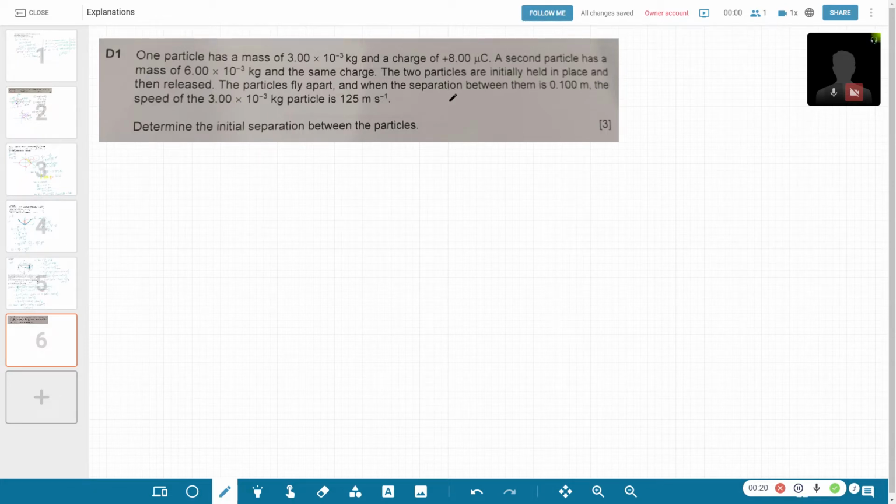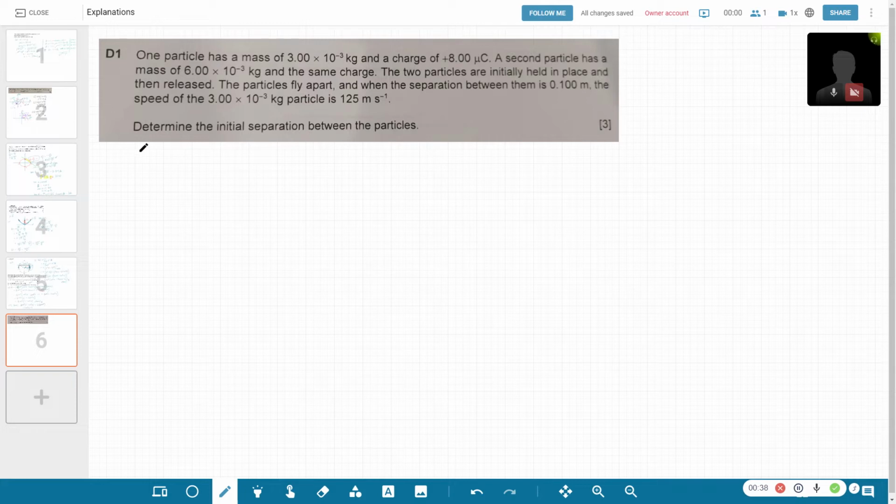Okay, they fly apart, and when the separation is this, the speed is this. So this is the final separation. This is the final speed. Initial speed is going to be 0 because they are initially held in place. So find the initial separation of the particles.